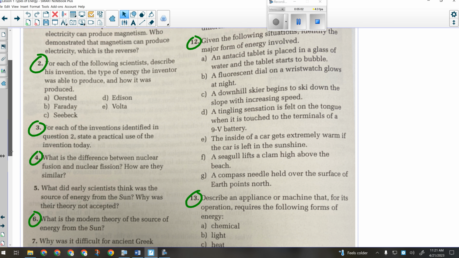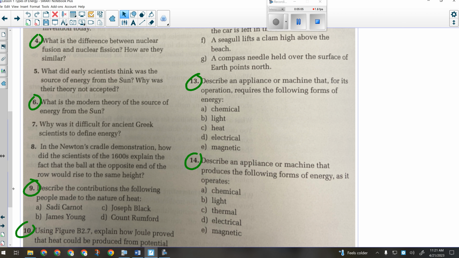Okay. And then for number 13, describe an appliance or machine that for its operation requires the following forms of energy. Chemical, anything that burns fuel. Okay. Light, so anything solar powered. So your calculator, if it's got solar panels on it. Okay. Heat, thermocouple, would require heat. Electrical, anything you plug into the wall would be acceptable as an answer there, anything that runs on batteries. And then magnetic, electromagnet would require electricity, so a radio requires magnets. Electric motor requires magnets.